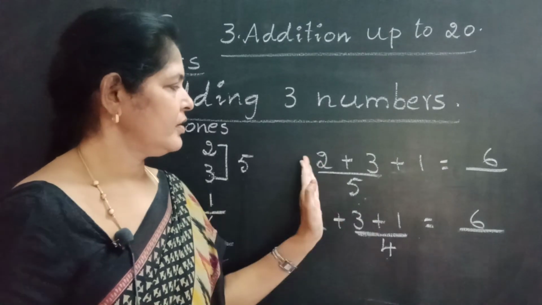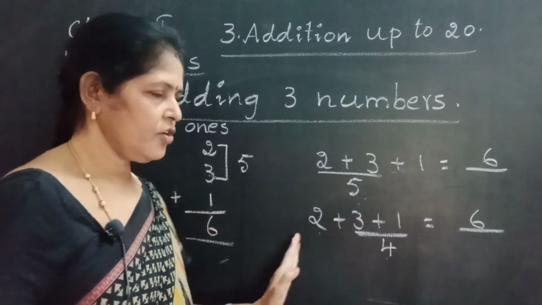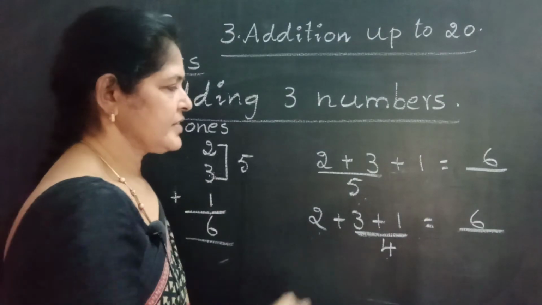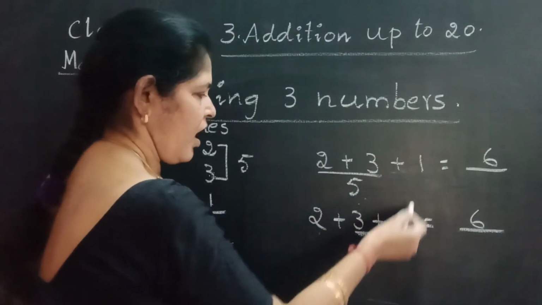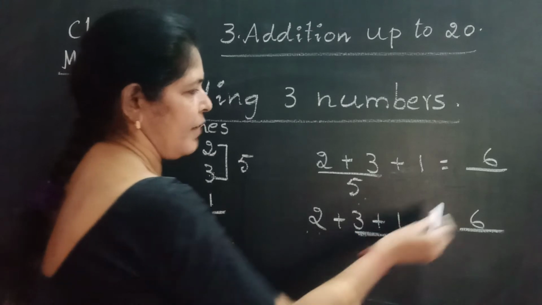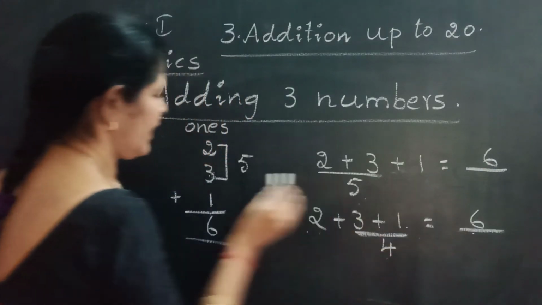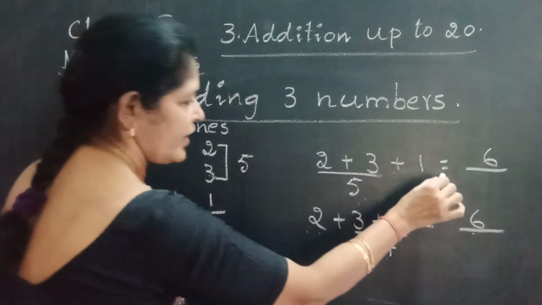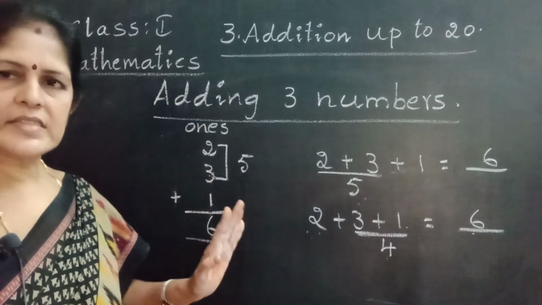Understood? Like here to there or there to here, we get the same answer. Left to right or right to left, we add the given numbers. We get the same total. Vertically or horizontally, we get the same total.